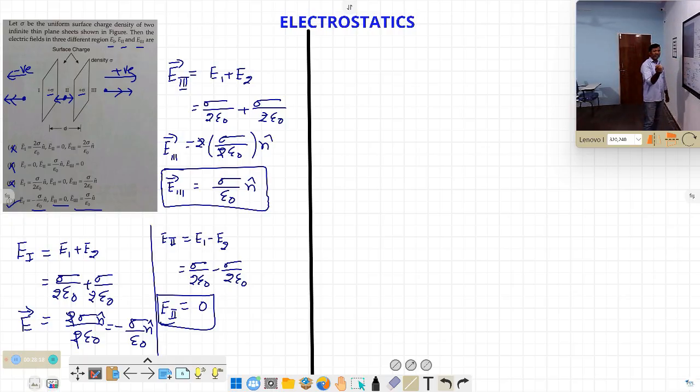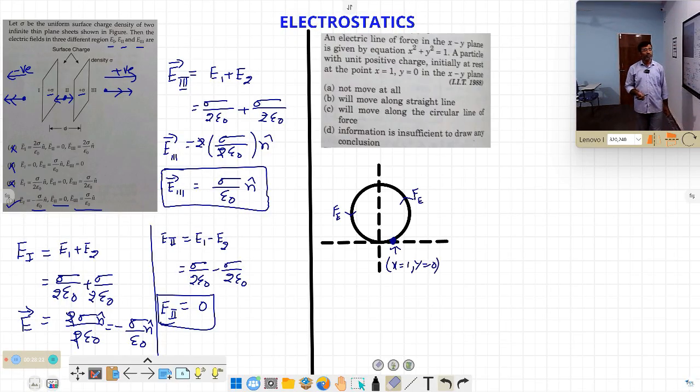Like this, we have to check the basic concepts which are given. Next, look at the question from the previous IIT 1988 paper, a conceptual question with a little bit of a mathematical approach. An electric line of force in the xy plane, that is a two-dimensional plane. This is the x-axis, y-axis. In this plane, electric lines of force are given by the equation x square plus y square equal to 1, which is called the circle equation. So circular electric lines of force are given.